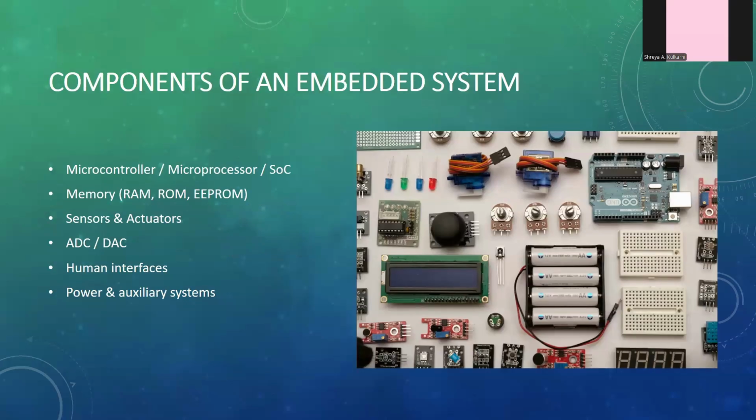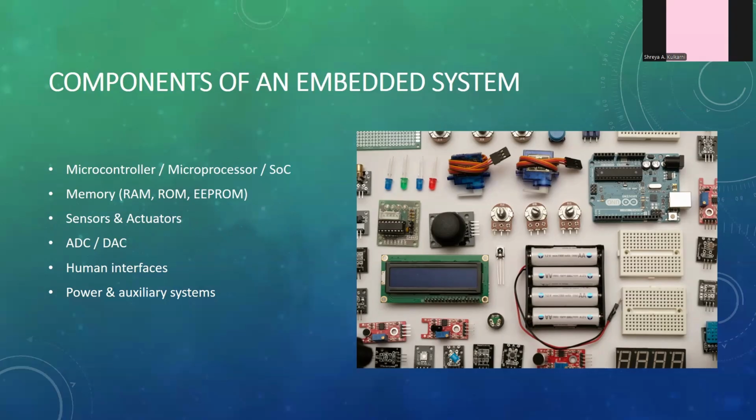Next, we will move on to components of an embedded system. An embedded system is made up of these six components. First is the microcontroller or the microprocessor. Then we have memory. Then sensors and actuators. This is the input and the output. And ADC, which stands for analog to digital converter. DAC, which stands for digital to analog converter. Human interfaces. Then power and auxiliary systems.